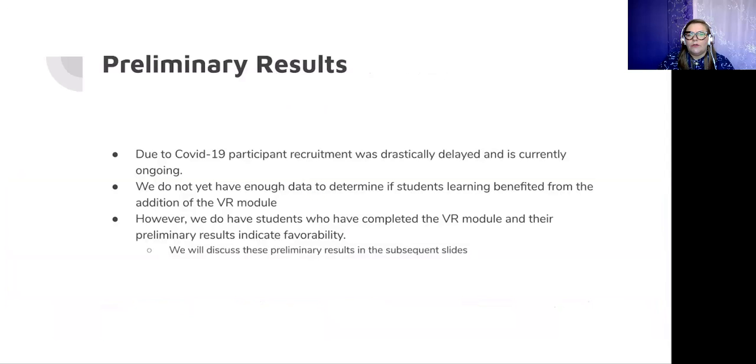So due to COVID-19 and much of academia going online, our participant recruitment has been drastically delayed and is still ongoing. So we don't have enough data to determine if students' learning benefited from the addition of the VR module, but we do have some completed VR module students, and their preliminary results indicate favorability. So we'll discuss those results next.